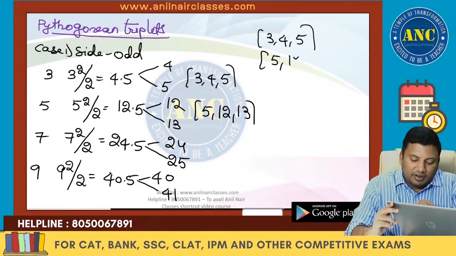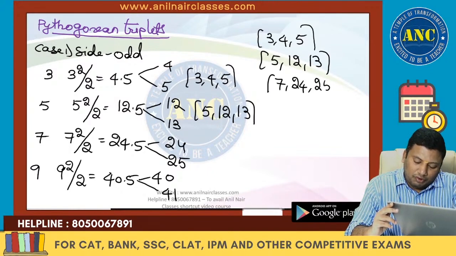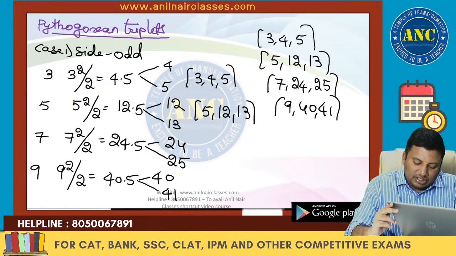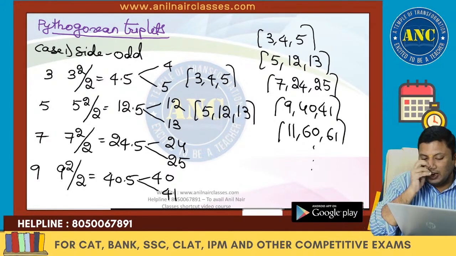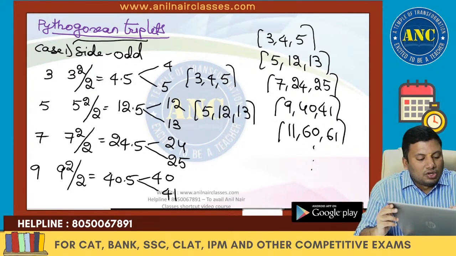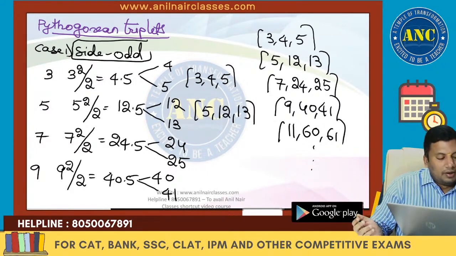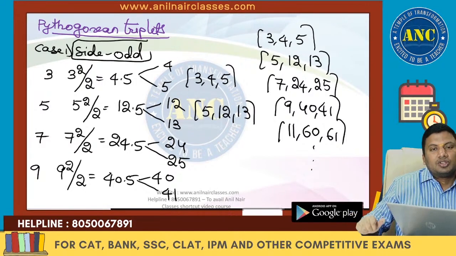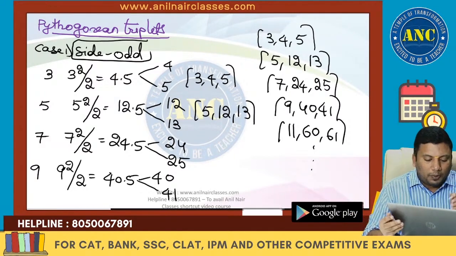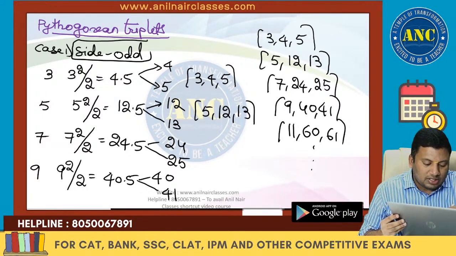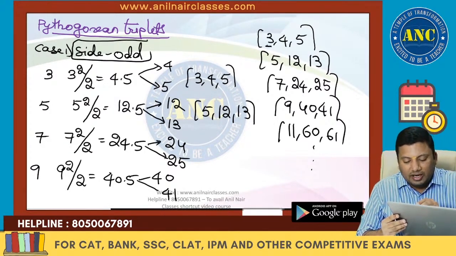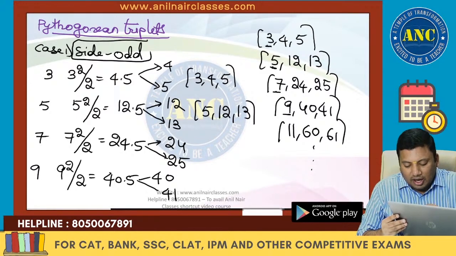Another condensed version of finding the Pythagorean triplets. 7, 24, 25. 9, 40, 41. 11, 60, 61, and so on, and so on. I hope it is clear. If the side is an odd number, square it and divide by 2. Do plus or minus 0.5. You will get all the Pythagorean triplets where the lowest side is an odd number.